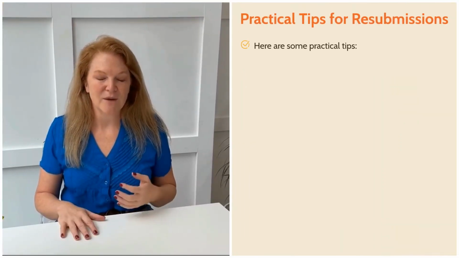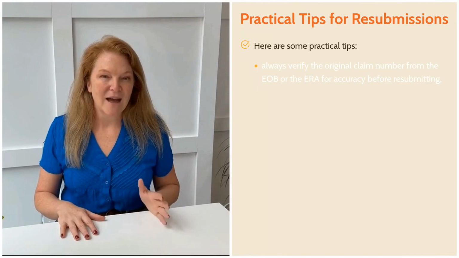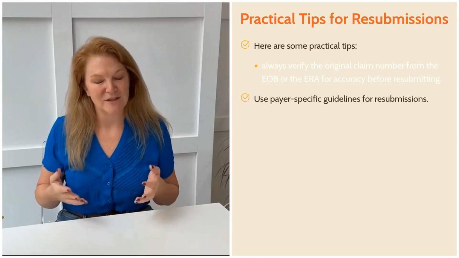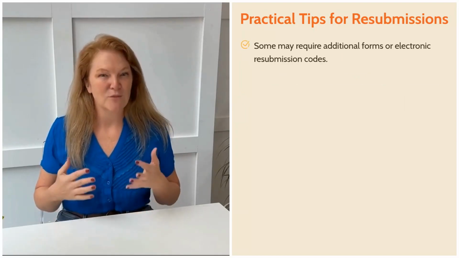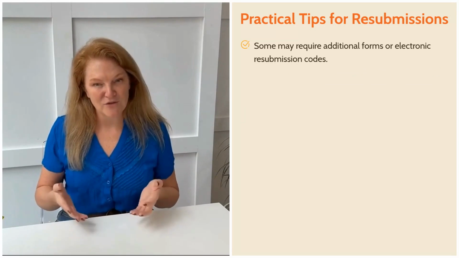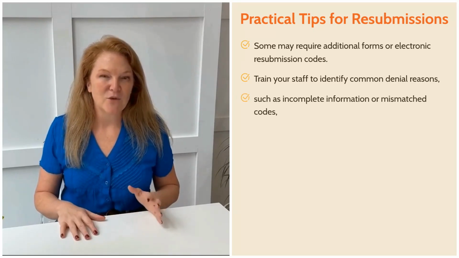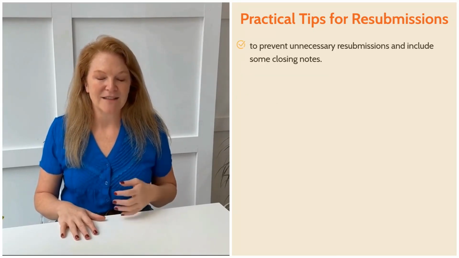Here are some practical tips. Always verify the original claim number from the EOB or the ERA for accuracy before resubmitting. Use payer-specific guidelines for resubmissions. Some may require additional forms or electronic resubmission codes. Train your staff to identify common denial reasons, such as incomplete information or mismatched codes, to prevent unnecessary resubmissions.